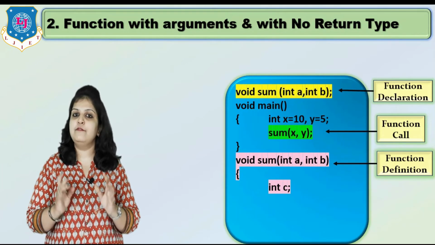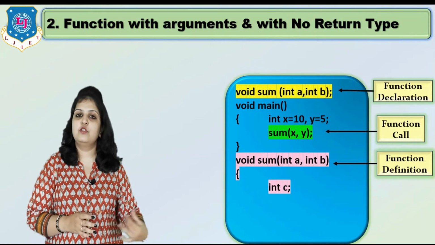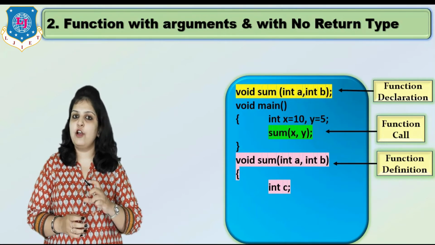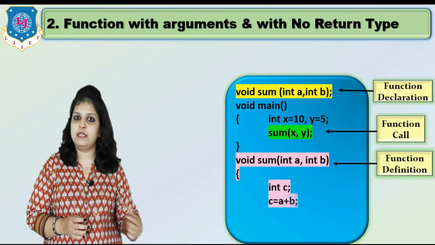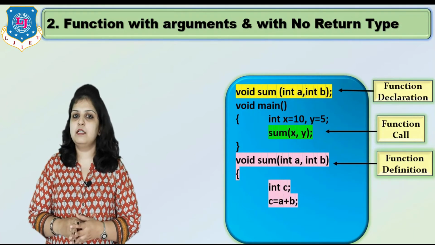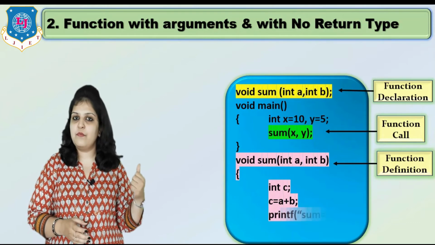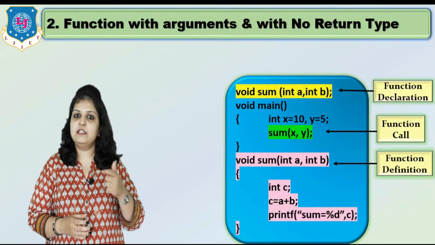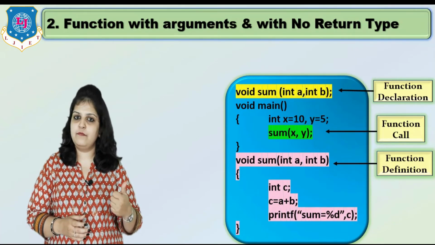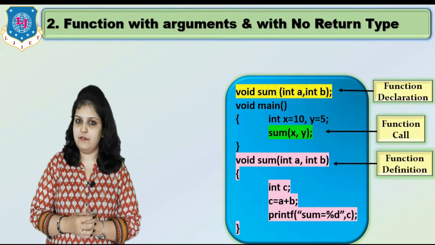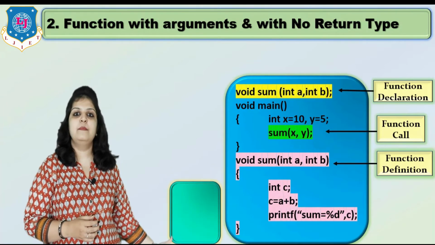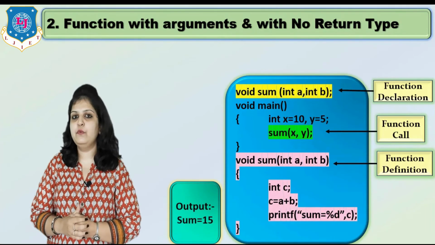So only declare one variable, that is c. So integer c, and write your logic, that's your process. c is equal to a plus b, and print the value of c. So when this function is called, 10 plus 5 will execute, and the answer 15 will be stored in our variable c, and it will print like sum is equal to 15.